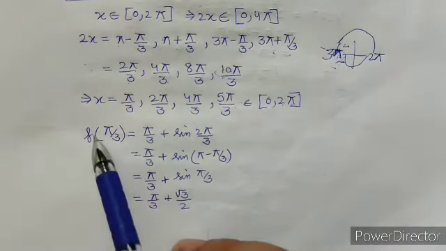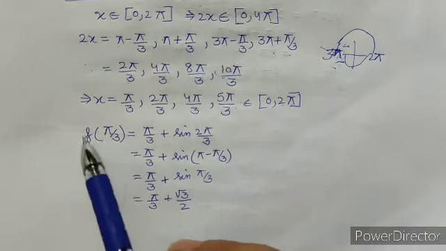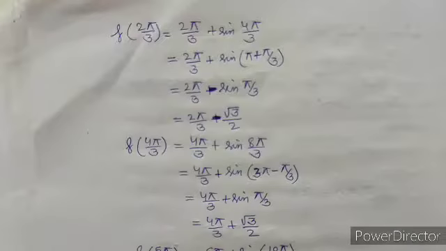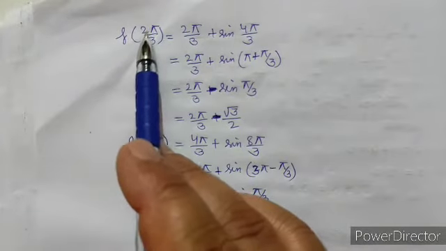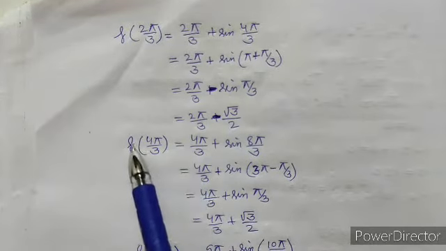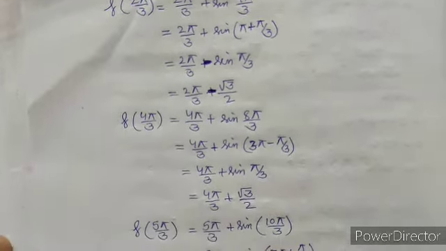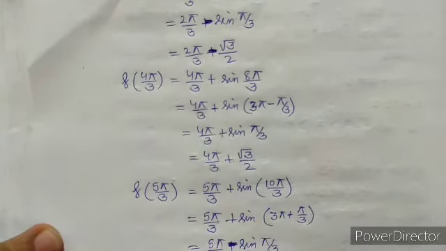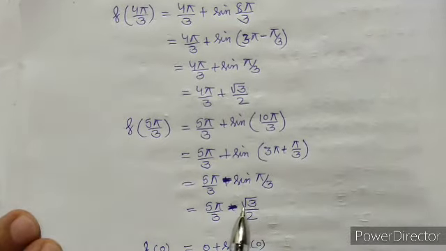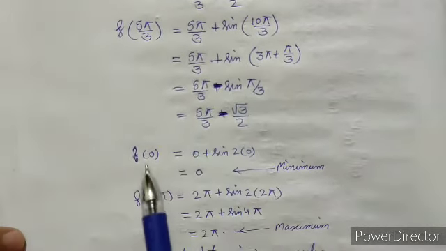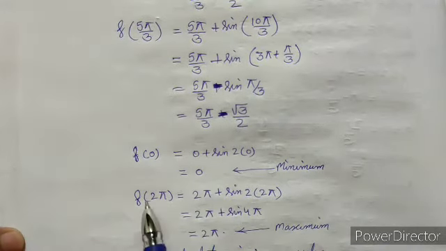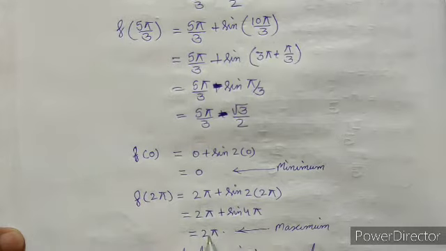Now the value of the function at π/3, that is f(π/3), is π/3 plus √3/2. Similarly, the value of the function at 2π/3 is equal to 2π/3 minus √3/2. At 4π/3 it is 4π/3 plus √3/2. And the value of the function at 5π/3 is 5π/3 minus √3/2. Now the value of the function at x equal to 0, that is f(0), is equal to 0, and the value of the function at 2π is equal to 2π.